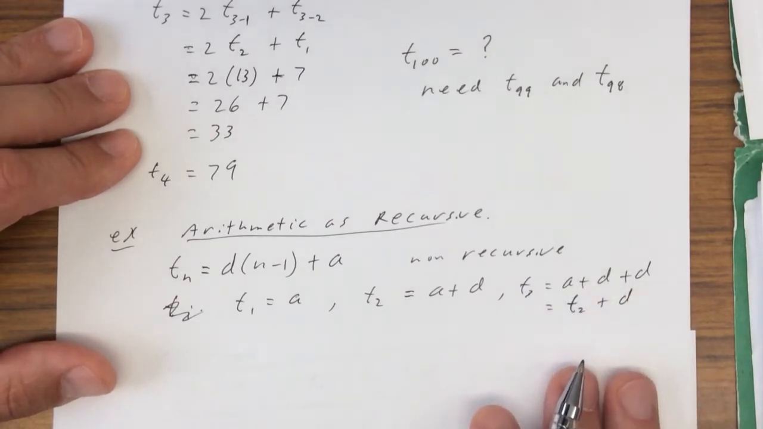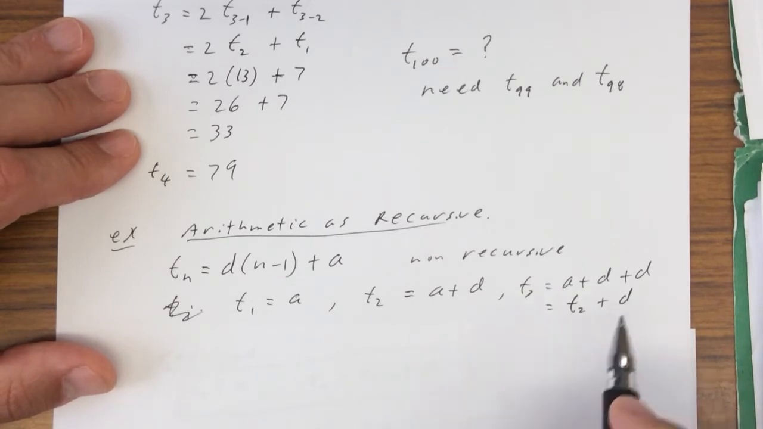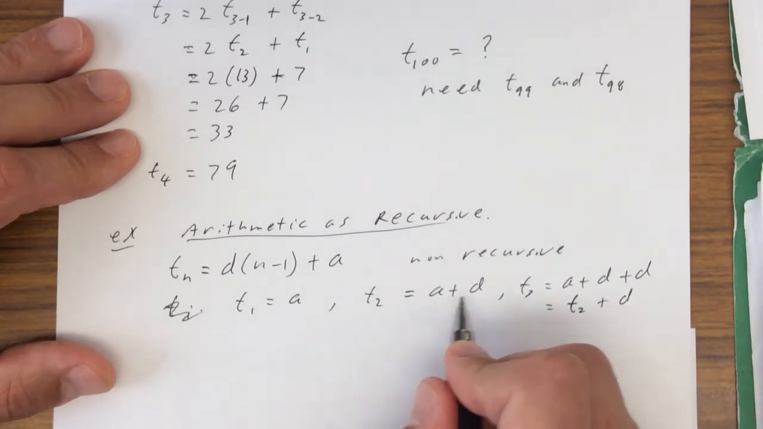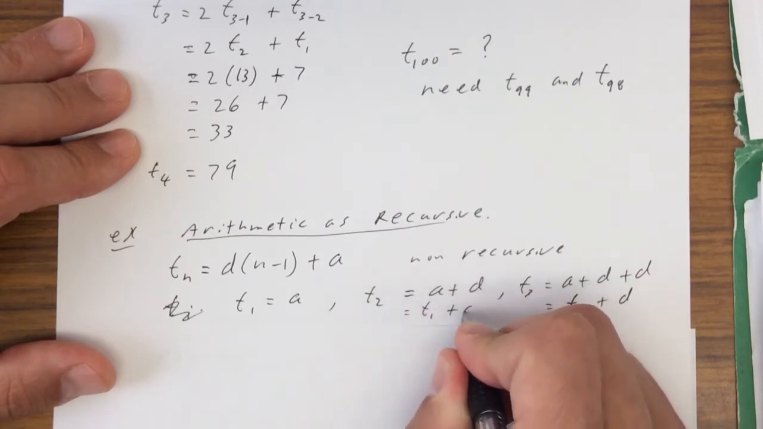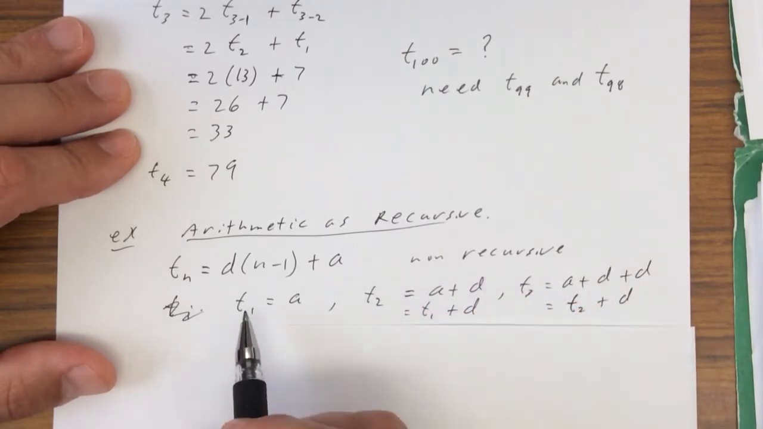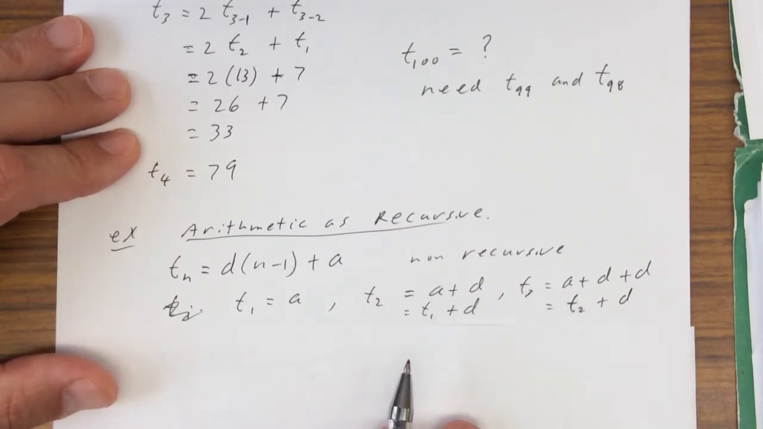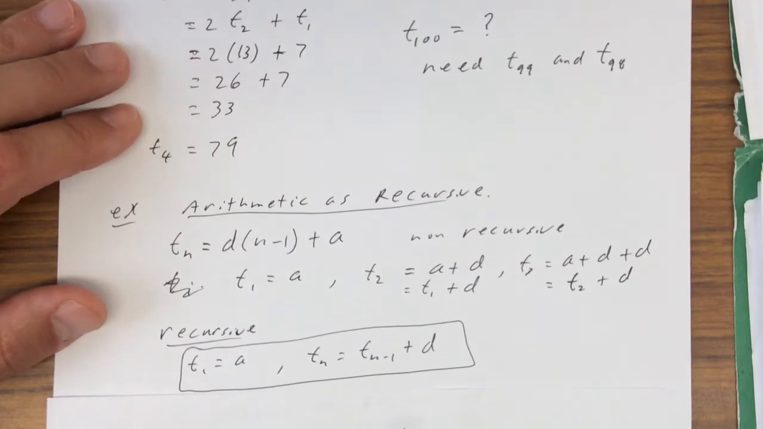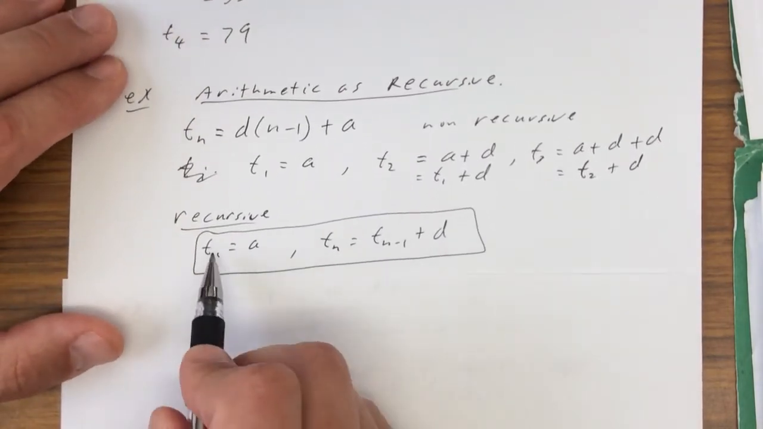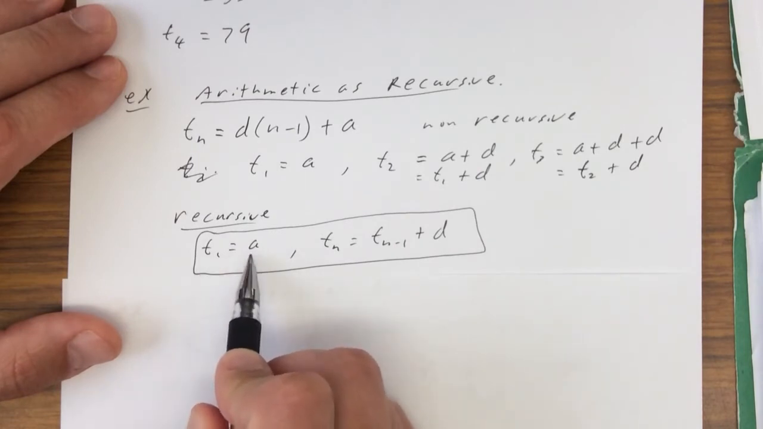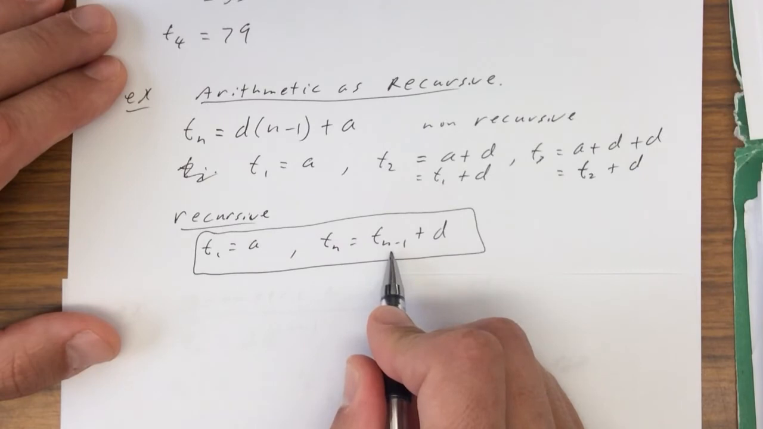So term 3 equals term 2 plus d. Term 2 equals a plus d, which is t1 plus d. So in order to figure out tn, you're taking the previous term and adding d. This is the recursive definition for arithmetic sequences. You have to give the first term, t1 is a, and then tn is the previous term plus d.